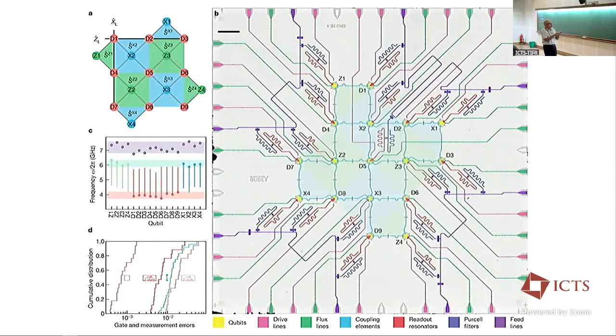There are tuning elements that change locally magnetic fields, that change the characteristics of the qubit. There are measurement resonators, so-called. There are filters, so-called Purcell filters, and there are readout lines, and they're all color-coded for that description. But I won't say so much about that.